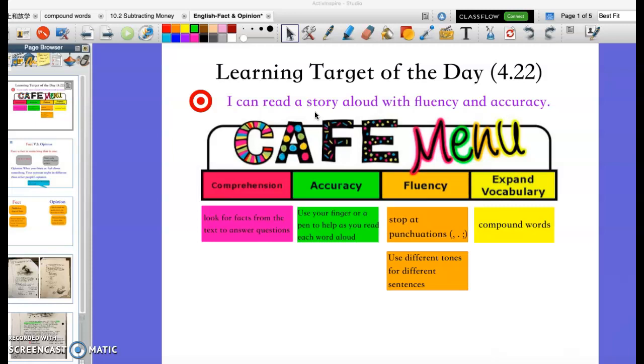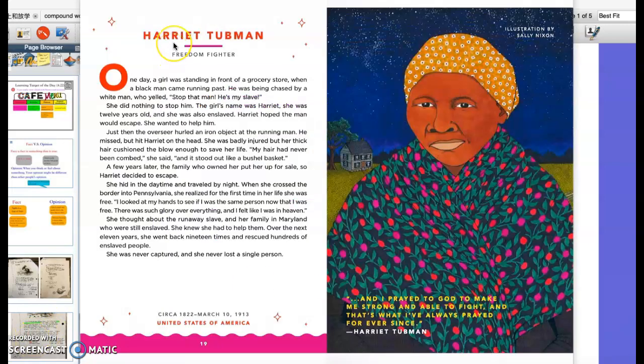So today, I'm going to show you how I will be practicing those 3 strategies by reading you a book called Harriet Tubman, Freedom Fighter. So I'm going to read you this story about Harriet Tubman, and then we will see how I've been practicing those 3 strategies. All right, let's see. All right, now I'm going to read you the story of Harriet Tubman.